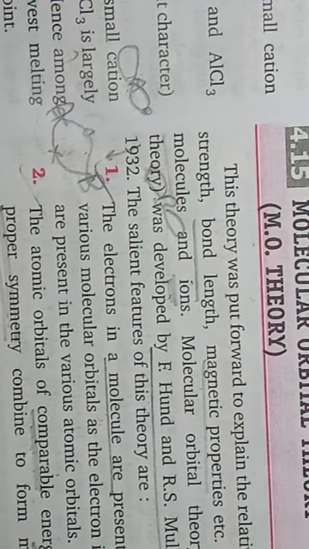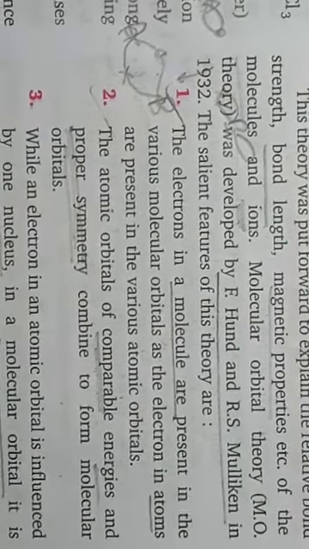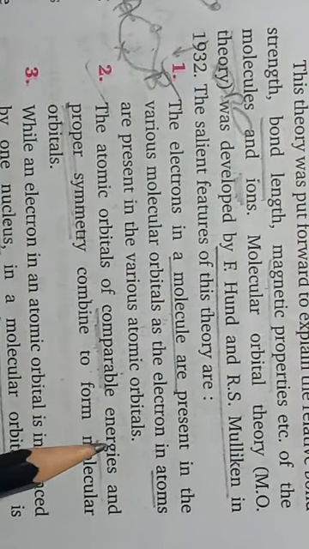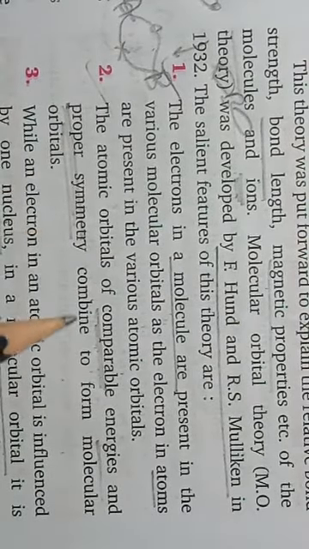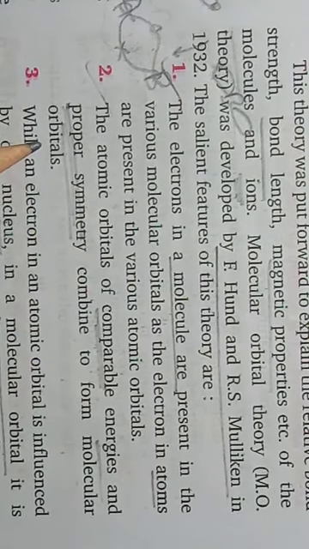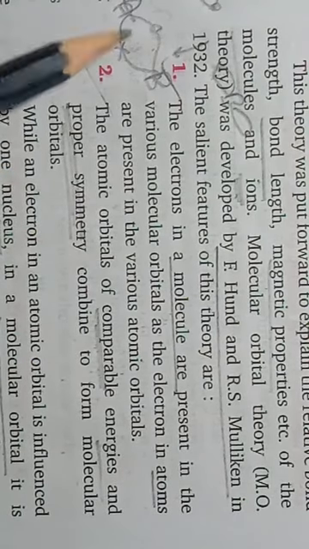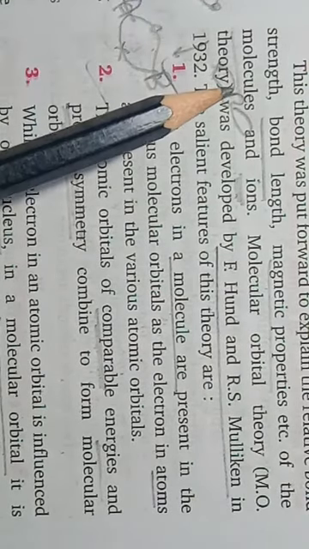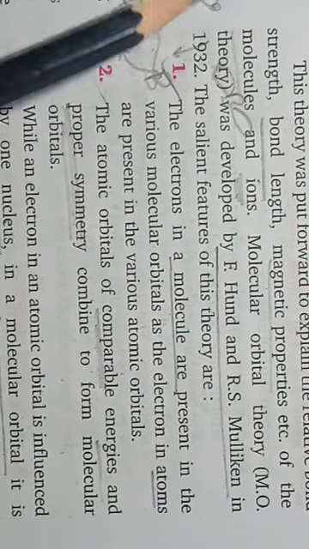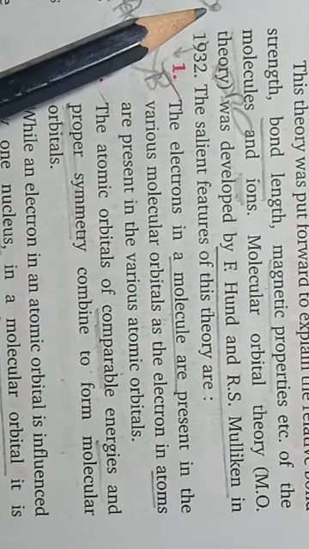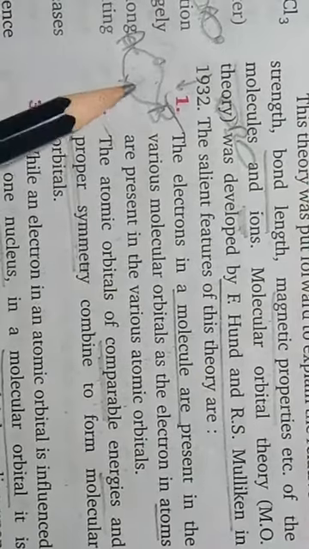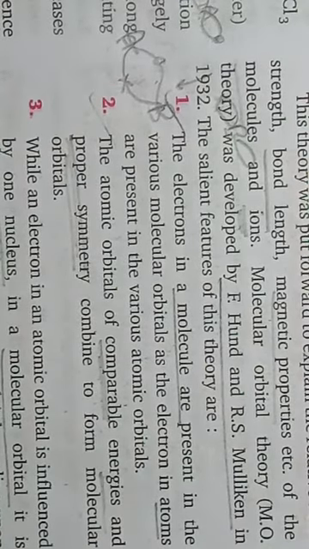Then the second point: the atomic orbitals of comparable energies and proper symmetry combine to form molecular orbitals, as I explained here. Atomic orbitals of A and B which have comparable or about similar energy, with the proper symmetry, will combine with each other and form a molecular orbital.